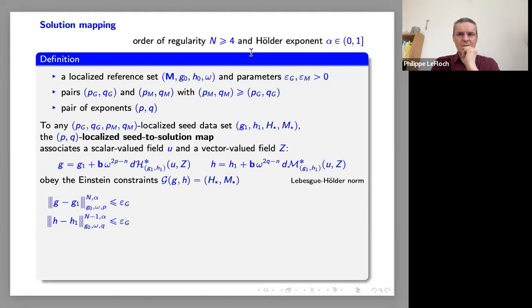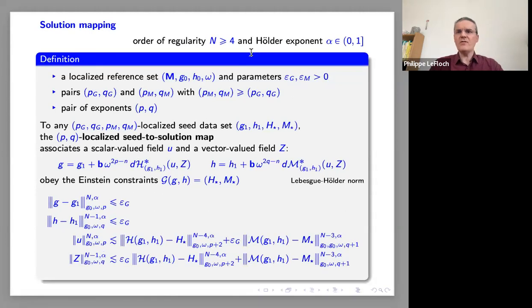The way it works is that we can find U and Z, a scalar field and a vector field, so that G1 can be modified. I make that more precise in the next screen, but some kind of projection is happening. You start with G1, H1 and you build G and H by finding U and Z, so that this correction, in the image of the dual linearized equations, will produce an actual solution. In addition, we want to have a control. At this stage it's just a definition, but soon there will be a theorem saying that there exists such a map, and the map is supposed to be controlled in these Lebesgue-Hölder norms.